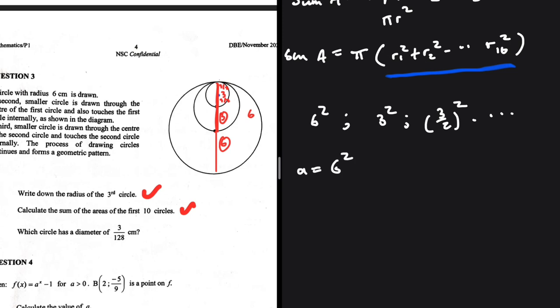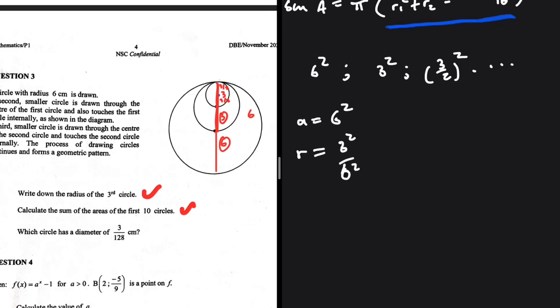The first radius squared. And then r, we need to distinguish this r. This r is not the radius, but rather the ratio, because we know that Tn is equal to A r to the power n minus 1. So don't confuse it with the radius. This is actually the ratio. So the ratio is equal to T2 divided by T1. So we're going to have 3 to the power 2 over 6 squared, so this is 9 over 36.